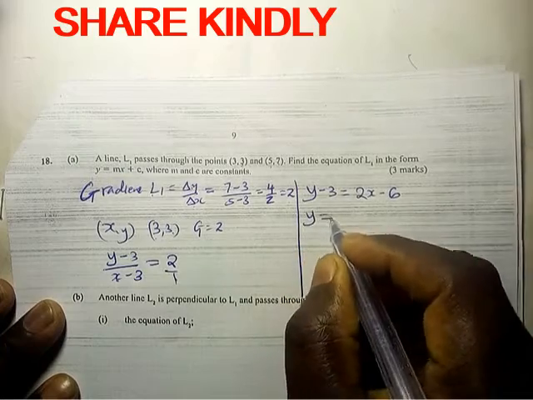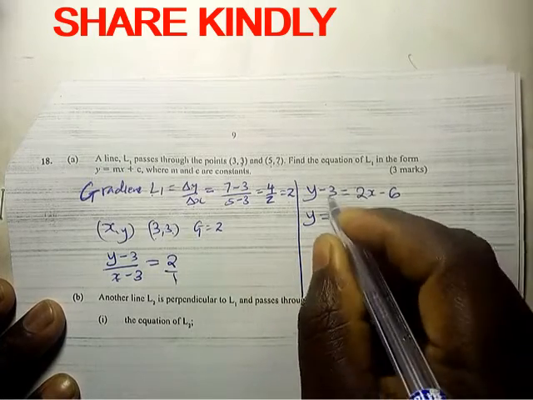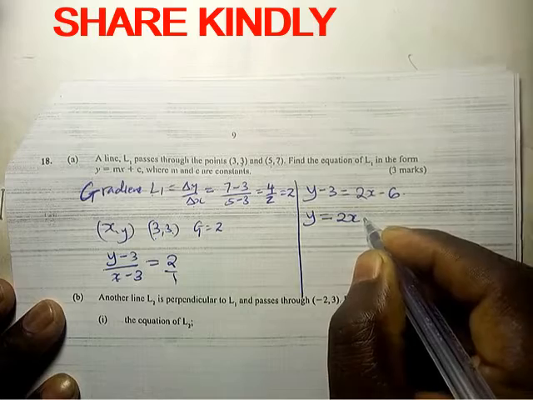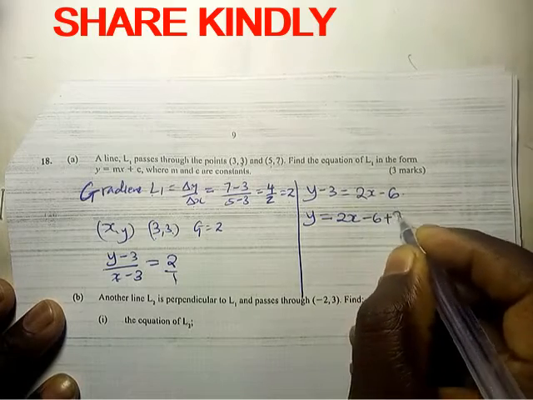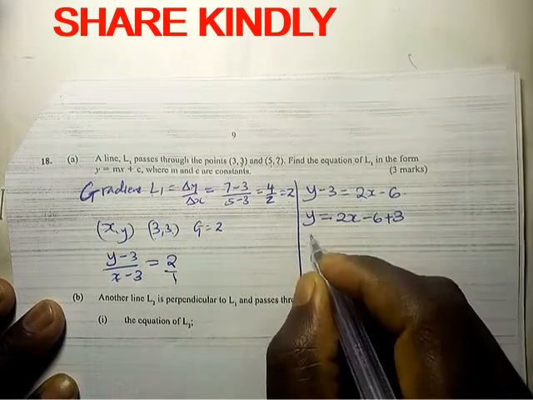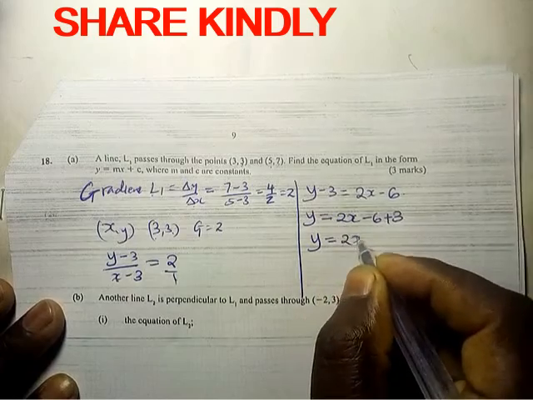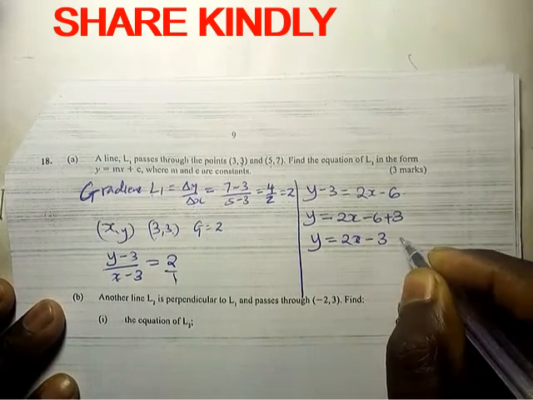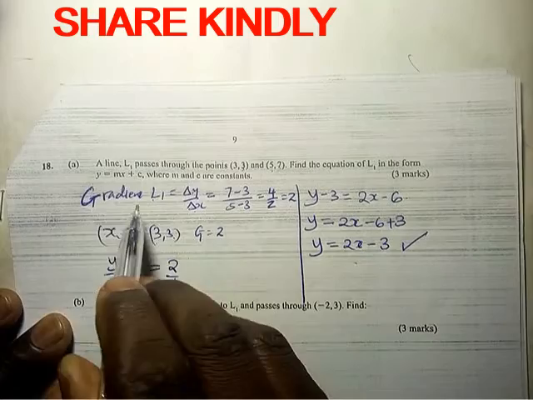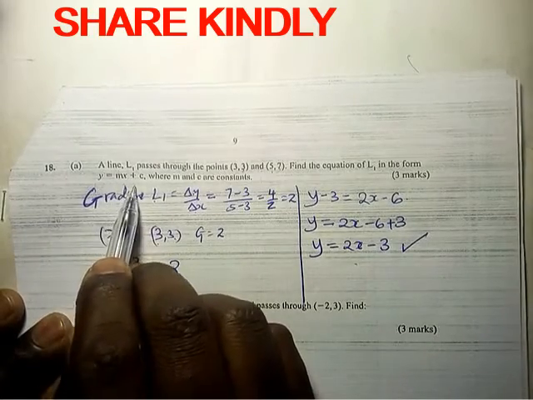So y is equal to 2x, moving across to the other side, minus 6 plus 3. So finally y is equal to 2x minus 3. And that is the equation which is in the form of y = mx + c.